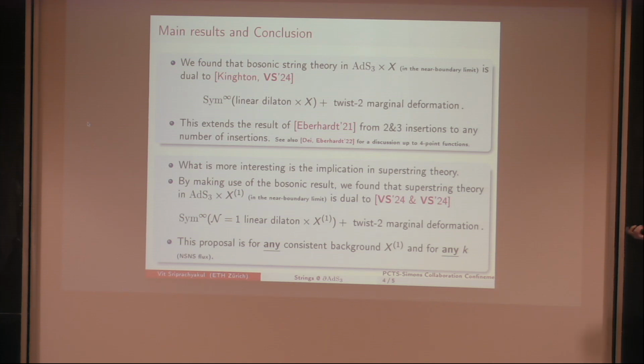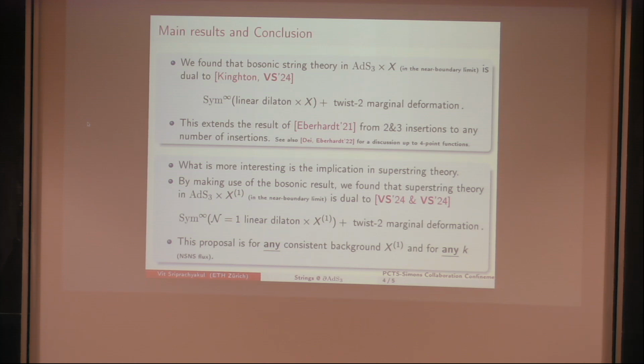Right, so by computing those 3 and 4 point functions, the result is that the dual CFT is given by this deformed symmetric orbifold. So it's a symmetric orbifold of now an N=1 linear dilaton times, again, the compact directions that appear on the worldsheet, and then possibly deformed by some marginal twist deformation.